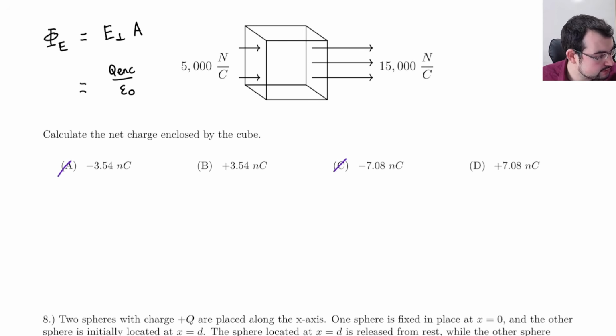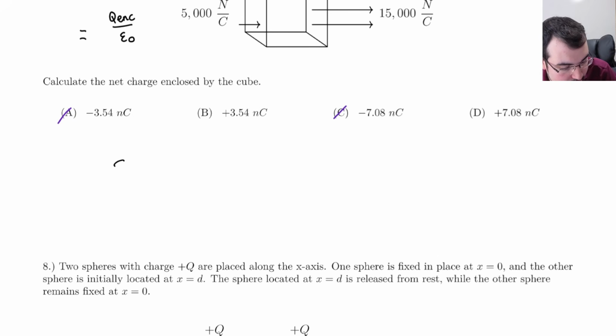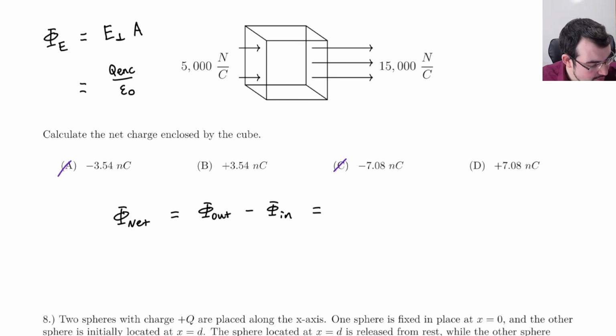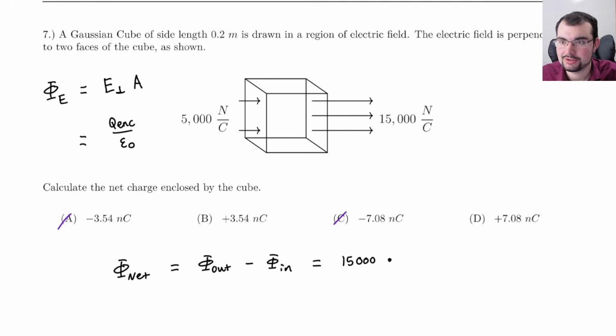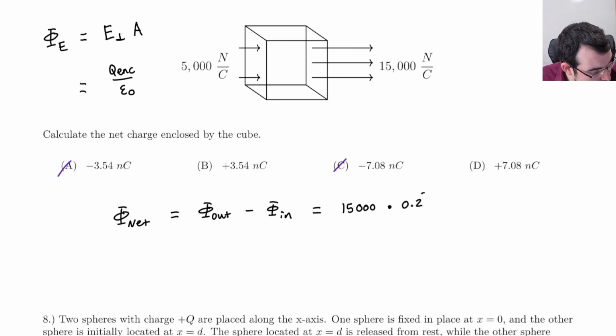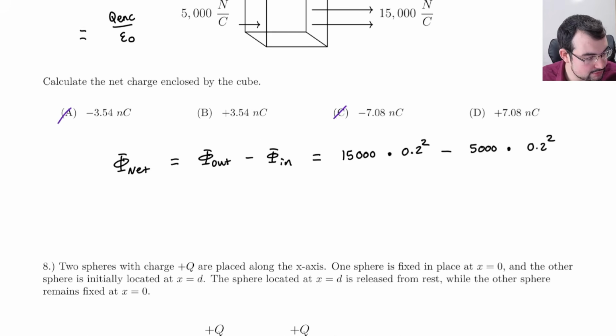So what is the flux? Well, our net flux would be the flux out minus the flux in. So our outward flux would be EA, that's out. So this would be 15,000 newtons per coulomb times the area. So what's the area here? Well, it's a square of side length 0.2 meters, that shaded area. And then we subtract 5,000 times 0.2 squared, which would be our inward flux.